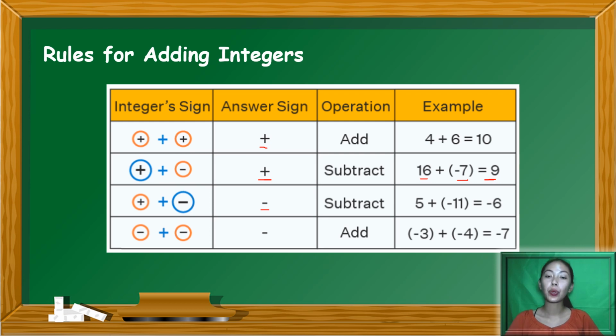In the second example, 16 and 7. 16 is greater than 7, so that is why the answer is positive.